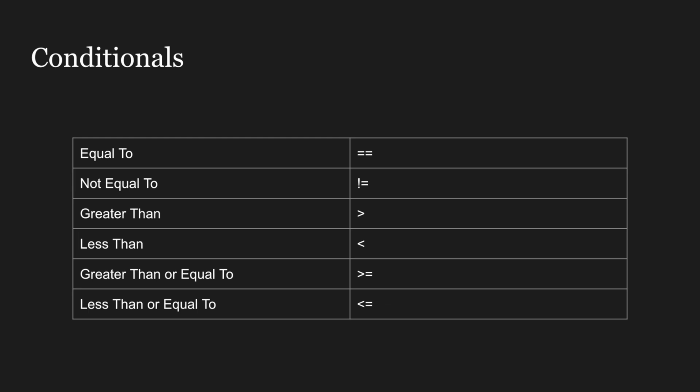The 6 conditionals that exist are equal to, which is represented by 2 equal signs; not equal to, which is represented by an exclamation point and an equal sign; greater than, which is the greater than sign; less than, which is the less than sign; greater than or equal to, which is the greater than sign followed by an equal sign; and less than or equal to, which is the less than sign followed by an equal sign.